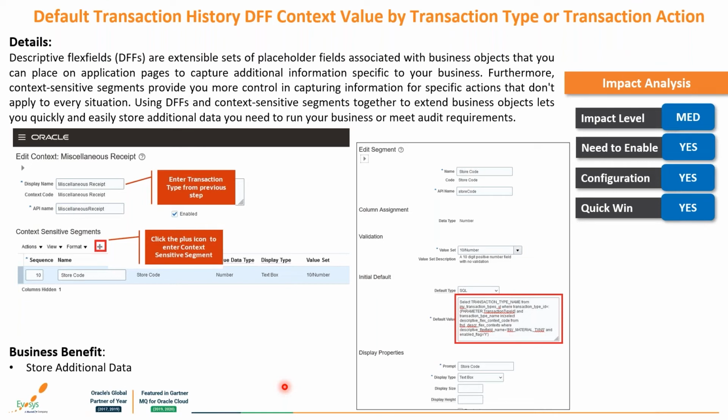So that has to be a context sensitive segment first of all. Oracle has now come up with this feature where we can create the DFF which is context sensitive in nature and provide the transaction type as its LOV, which means that whenever a miscellaneous receipt is created by the user, the specific DFF, in this case a store code, will be automatically enabled. It will be only specific to transaction types which are mentioned while doing the setups.